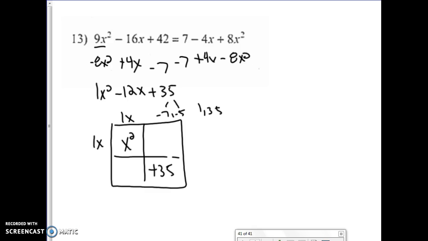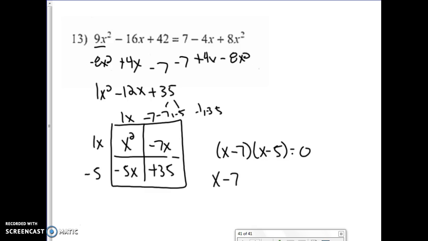They're going to both be negatives because the middle term is negative. So I'm going to try minus 7 and minus 5. So I get minus 5x minus 7x. If I add those two, I get negative 12. So my factored form is x minus 7, x minus 5 equals 0. So I'm going to set x minus 7 equal to 0, x minus 5 equal to 0. So I get x to be positive 7, x to be positive 5.